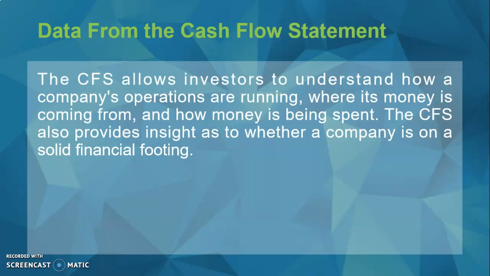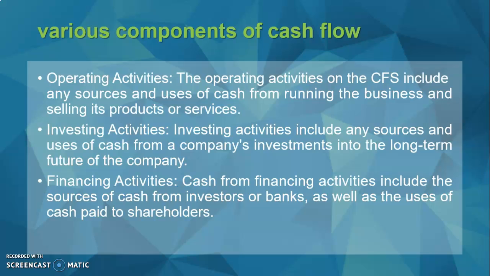There is no formula for calculating a cash flow statement, but instead it contains three sections that report the cash flow for the various activities in which a company has used its cash. Those three components of the cash flow statement are listed below. The first component of the cash flow statement is operating activities.